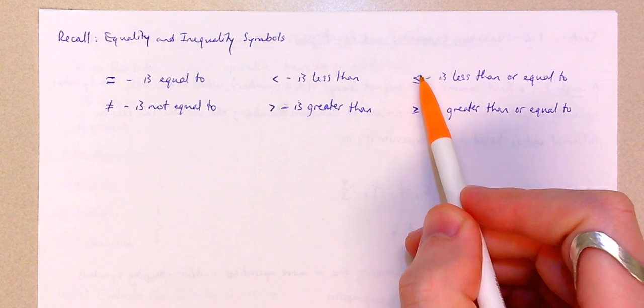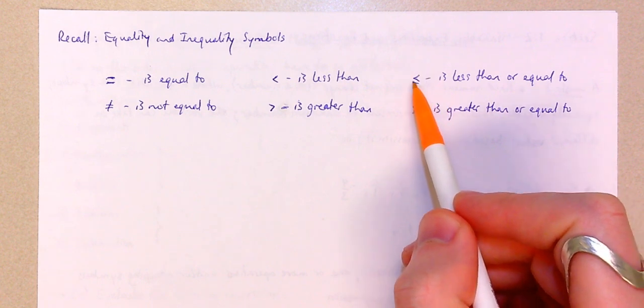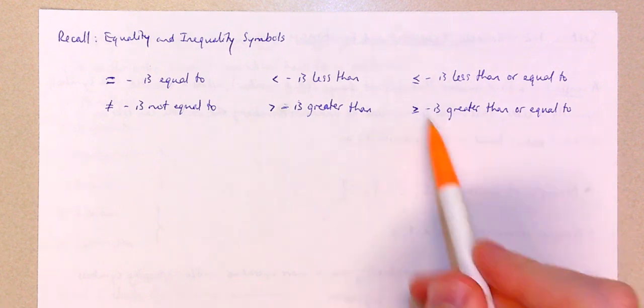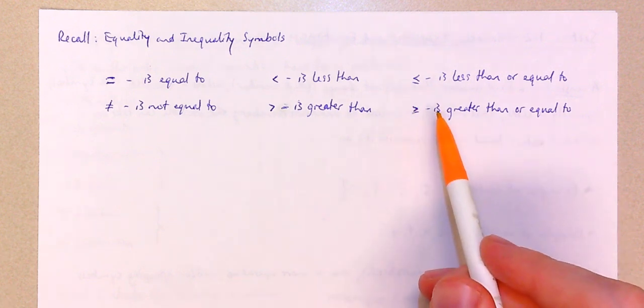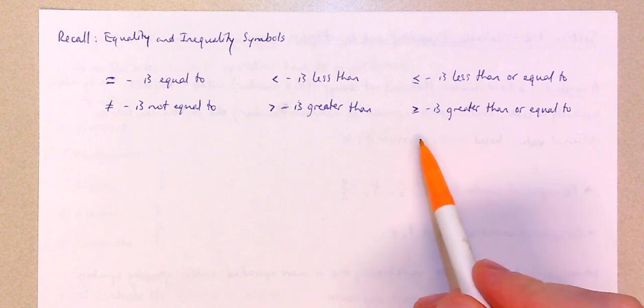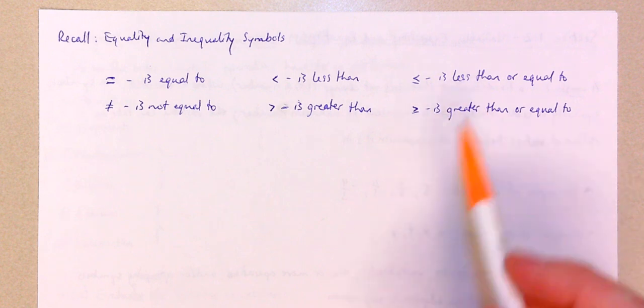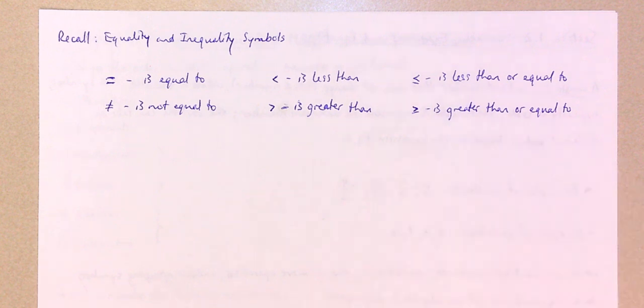Here we have the arrowhead with the arrow pointing to the left, and then we have the horizontal line underneath. This is the less than or equal to sign. So if it's less than a quantity or it's the same as, then that's what we're talking about here. And then here, lastly, arrowhead pointing to the right with a horizontal line underneath. This is the greater than or equal to sign. So more than it or the same as it.